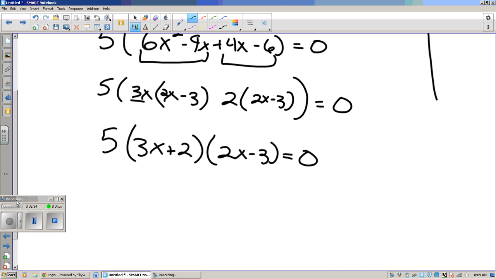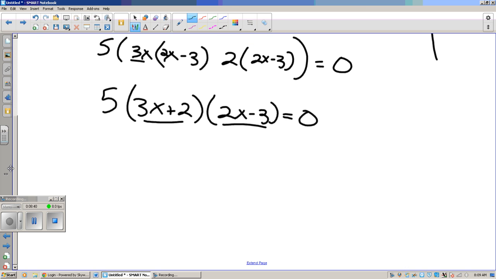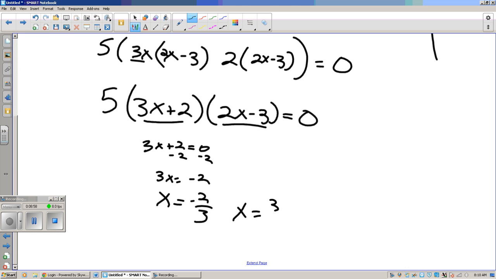Now to solve that, I have to set this equal to 0, and that equal to 0. If I do that, 3x plus 2 equals 0, I would subtract 2, so I'd have 3x equals negative 2, and x equals negative 2/3. And if I go through the same thing here, I'm going to have x equals 3/2.